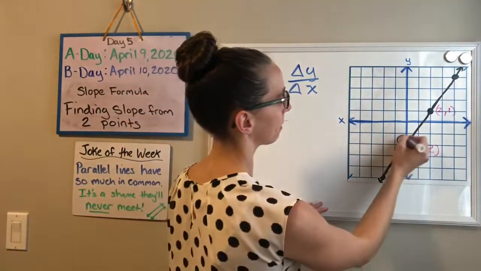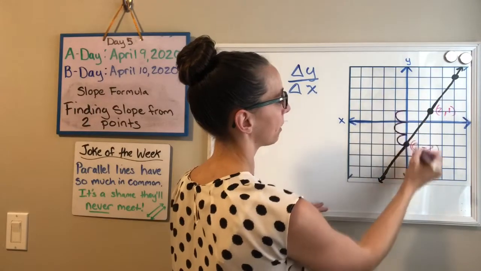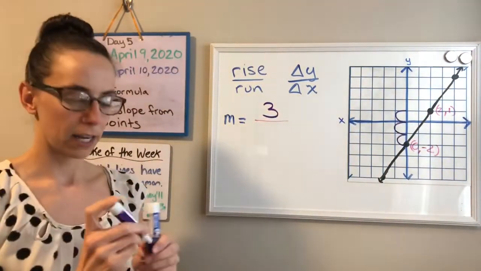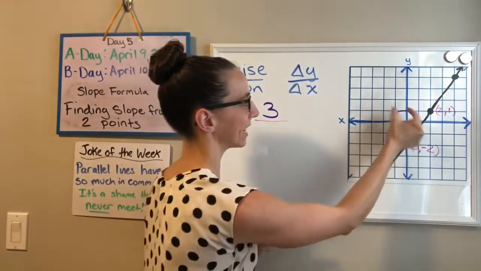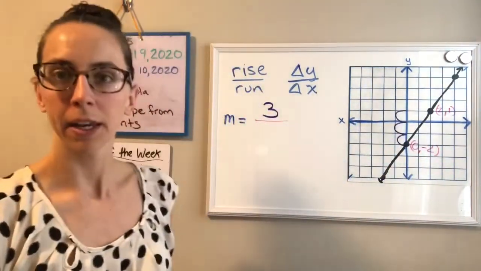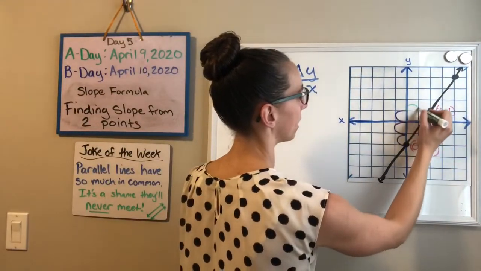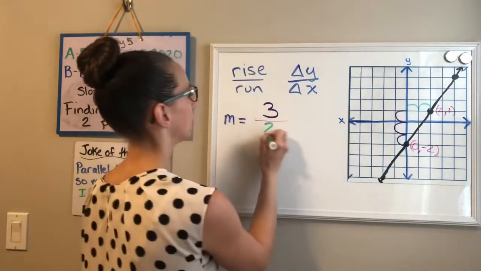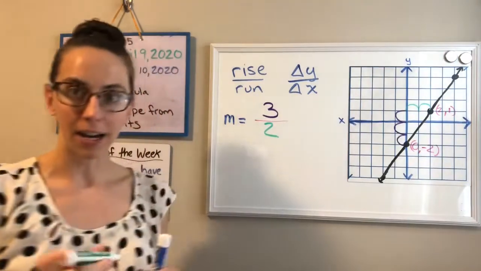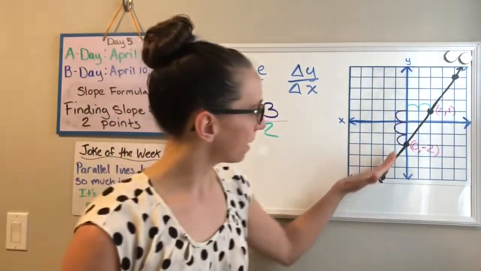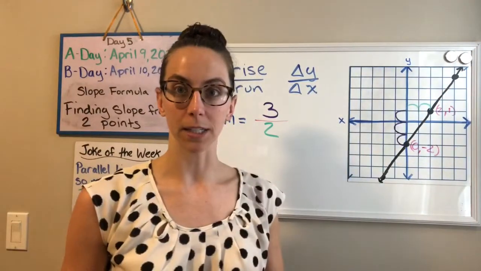So if I count my rise, 2, 3, I notice my rise is up 3 units. And that is because it takes 3 units to get in line with my new point. My run is how many blocks it takes to get over either left or right. In this case, it's 2. So the slope of this line, the graph that we have there, is a positive 3/2. And to confirm that, my slope is heading in a positive direction.